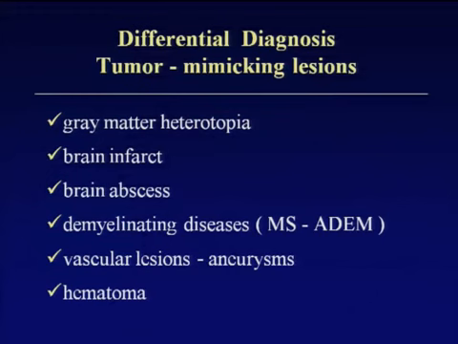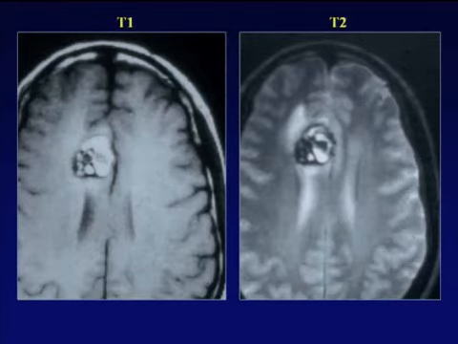And in the last few minutes, just to mention that sometimes there are non-neoplastic lesions, such as heterotopias, infarctions, abscesses, other lesions such as MS, vascular lesions, hematomas, and they may produce images similar to tumors, and we have to differentiate those. This is a case of a quite typical T1 and T2 weighted image. This popcorn appearance, very bright on T2, bright and low, this inhomogeneous appearance of this quite benign lesion, which is of course a cavernous angioma.